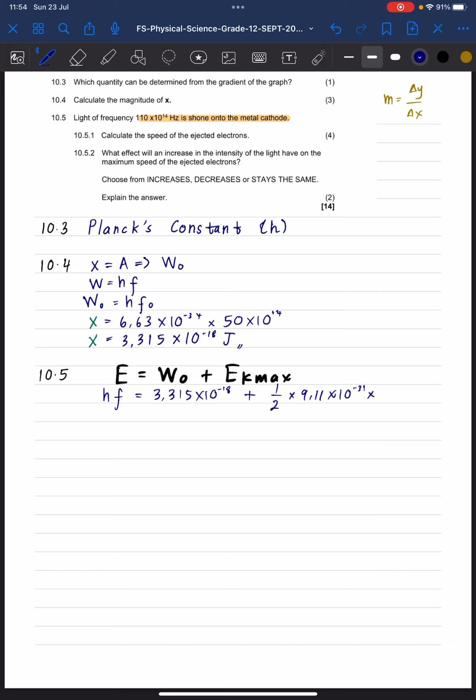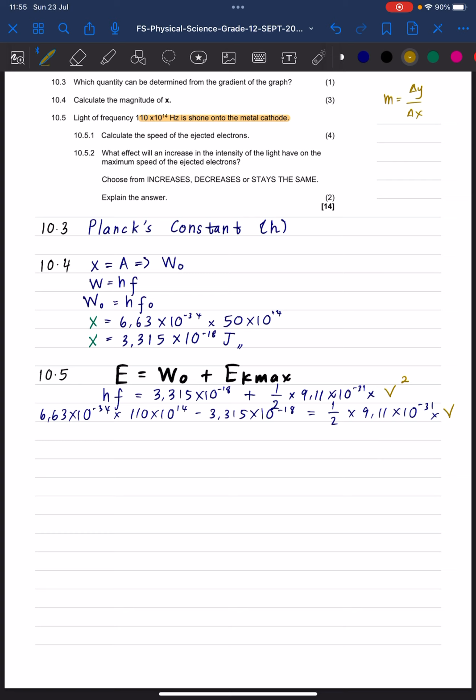And then this is multiplied by the velocity. And that's what we want to find. We want to find what is the velocity. Remember, it is squared. So we're going to have to take the square root after. Let's open this even more. 6.63 times 10 to the negative 34 multiplied by 110 times 10 to the 14 is equal to, let's just put this on this side. So I'm going to pull this on this side. Minus, it becomes minus 3.315 times 10 to the 18, half times 9.11 times 10 to the negative 31 multiplied by v squared.